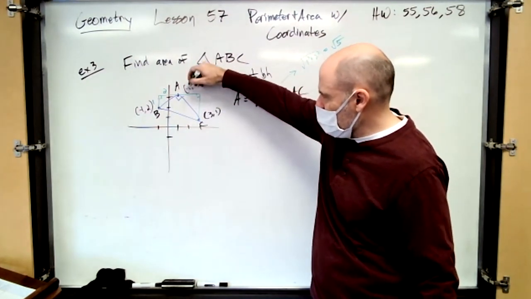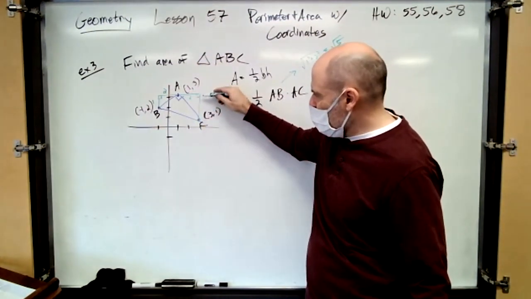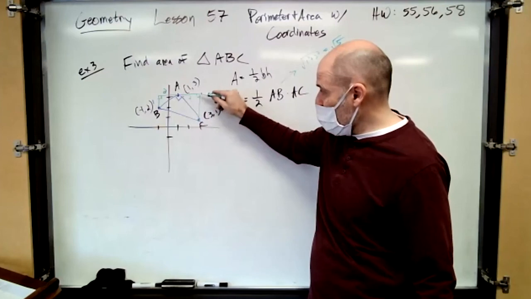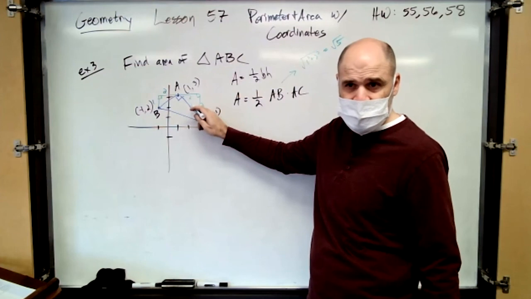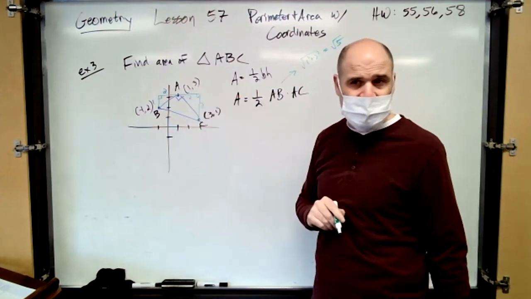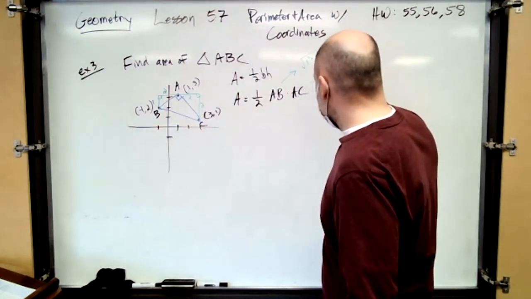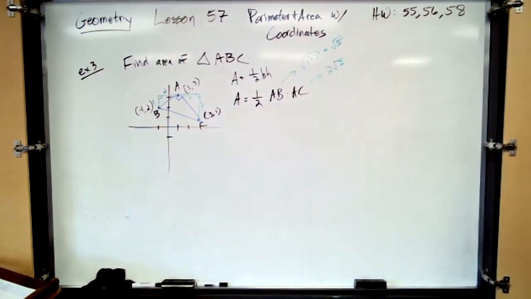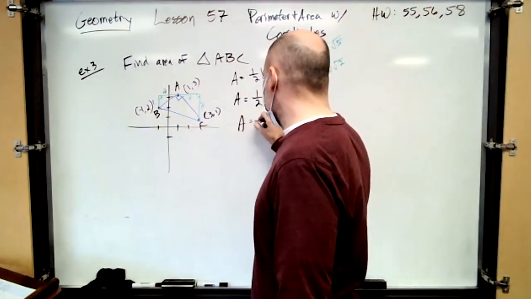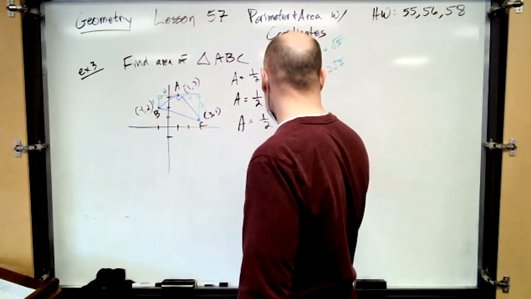Right, what's this length? It goes from 1 to 3, so that's 2. And this length goes from y is 1 to y is 3 here, so that's also 2. So what's the shortcut for that? This is a 45-45-90 triangle. Two radical 2. So this is going to be 2 radical 2. So how do we find the area? Well, plug it in. So area now equals 1/2 radical 5 and then times 2 radical 2.